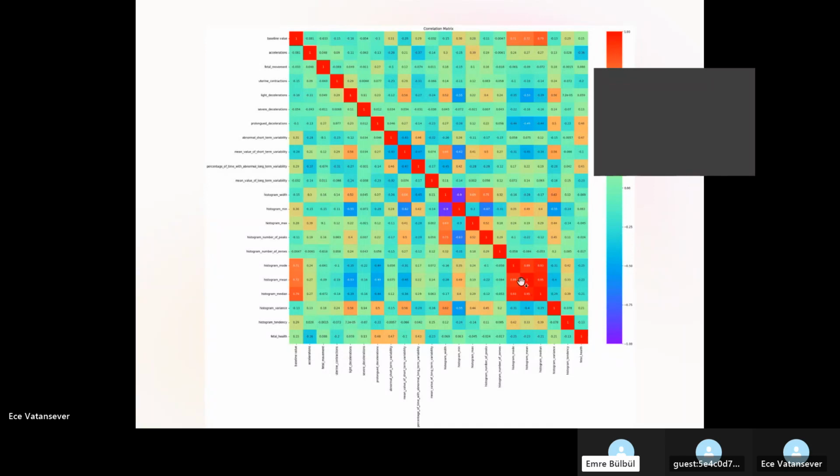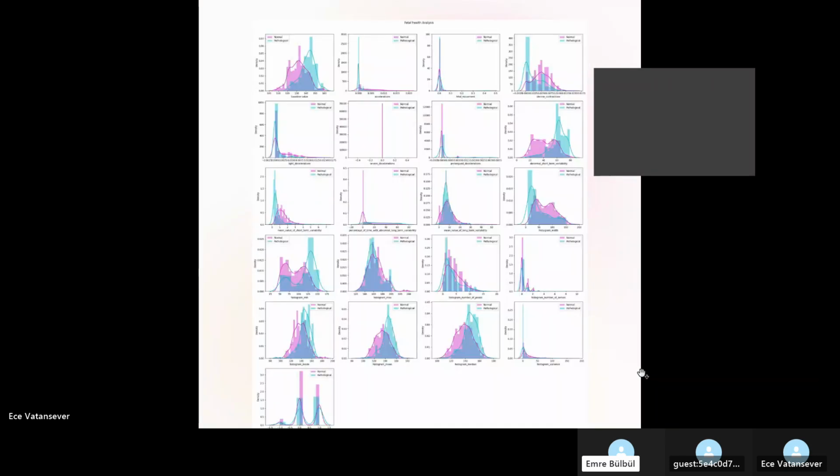If we look at the next slide here, these plots show which features give which target variables. For example, in this first plot, we can see that a high baseline value is most likely to be from a pathological fetus. But if we look at the last plot, we can see that high density is more likely to be from a normal fetus.